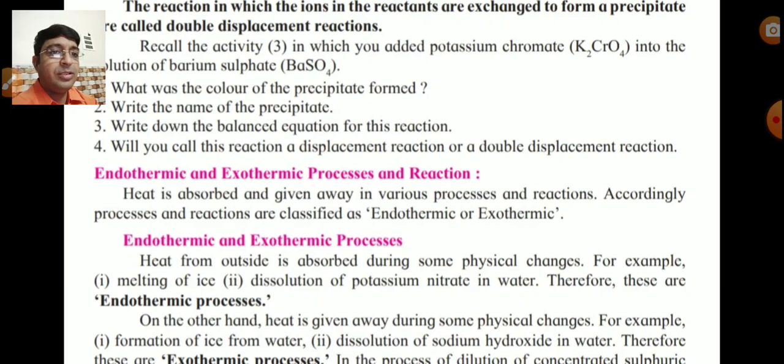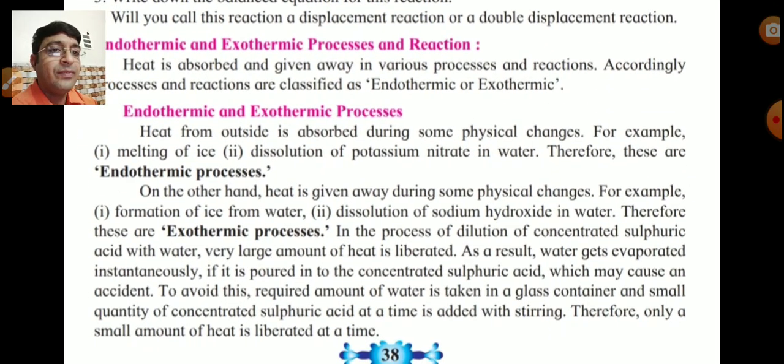Now, exothermic and endothermic processes. Heat from outside is absorbed during some physical changes. For example, melting of ice. Second example, dissolution of potassium nitrate in water. Therefore, these are endothermic processes. On the other hand, heat is given away during some physical changes. For example, formation of ice from water, dissolution of sodium hydroxide in water. Therefore, these are exothermic processes.